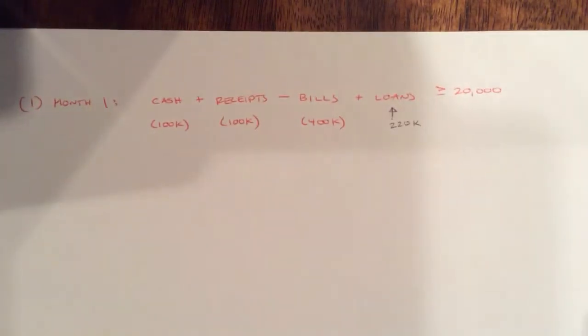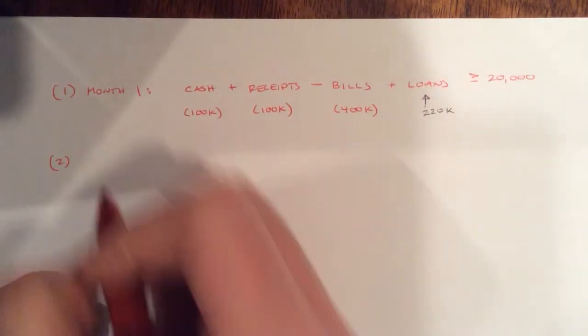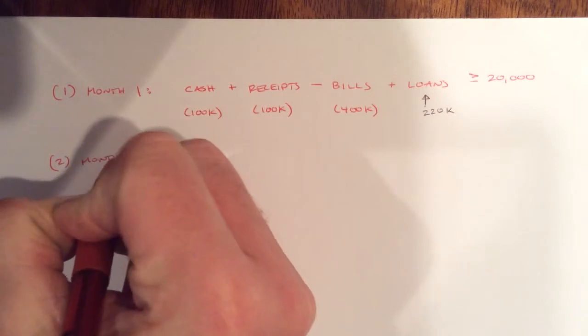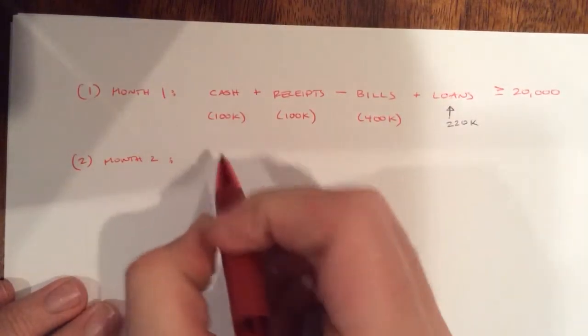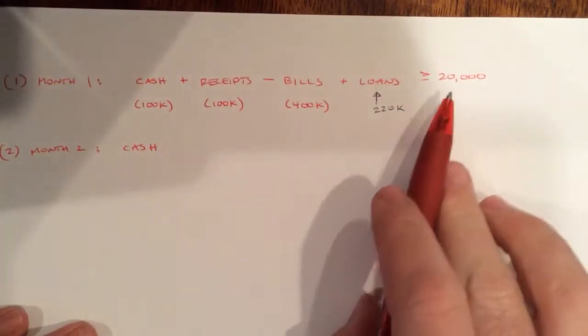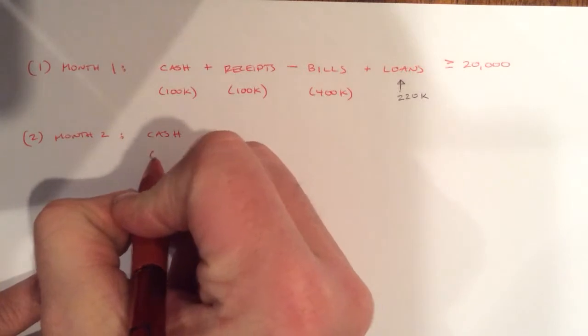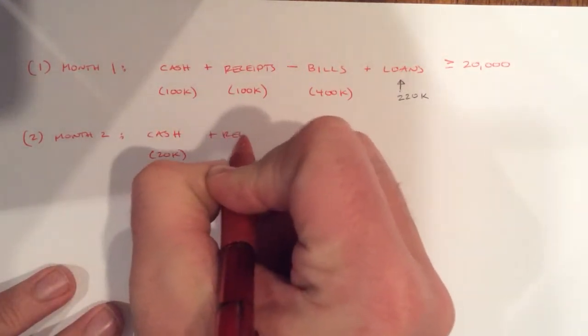All right, now let's think about month two. Well, in month two, we have the cash on hand. Well, how much cash do we have on hand? Well, it's the $20,000 we held on to from month one. So we have $20K cash on hand plus our receipts.